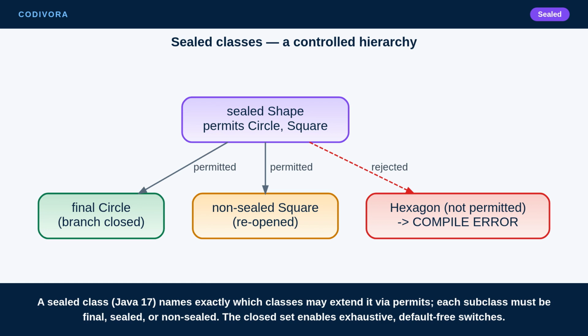And the payoff is huge, because the compiler knows the complete set of subtypes. A switch over them can be checked for exhaustiveness. So you cover Circle and Square and need no default, and if someone later adds a permitted type, every non-exhaustive switch stops compiling until you handle it. Runtime bugs turn into compile errors.